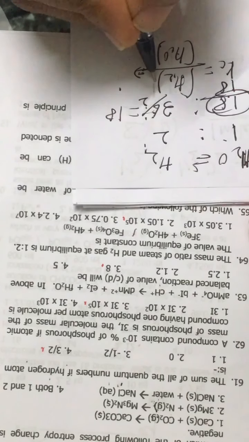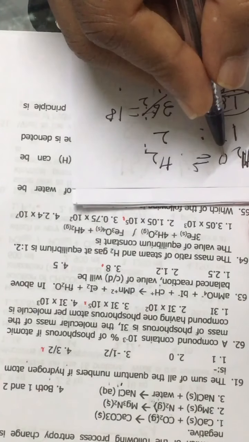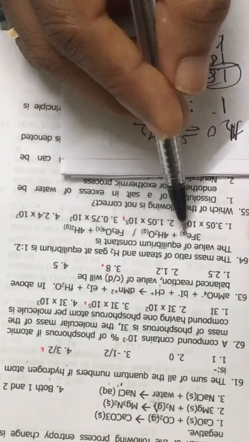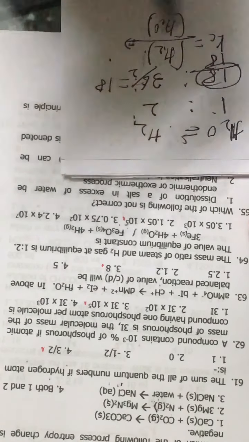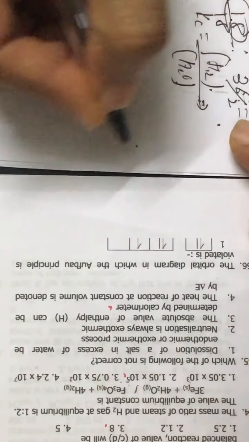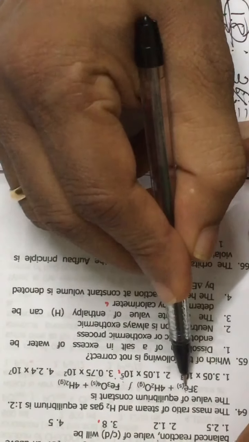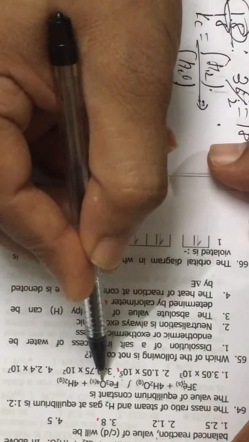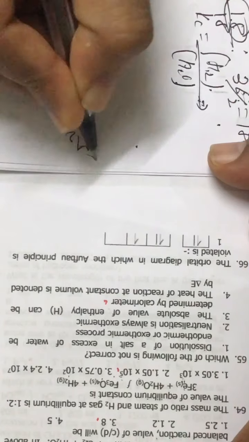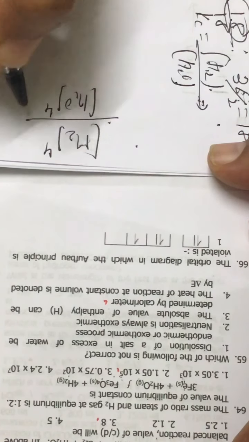If you balance the reaction, what is the reaction? It is thrice of Fe. Look at the reaction. Fe is in solid state, so we are not bothered. This is also in solid state, so it is simply hydrogen to the power 4 upon H2O, which is in gaseous state, to the power 4.